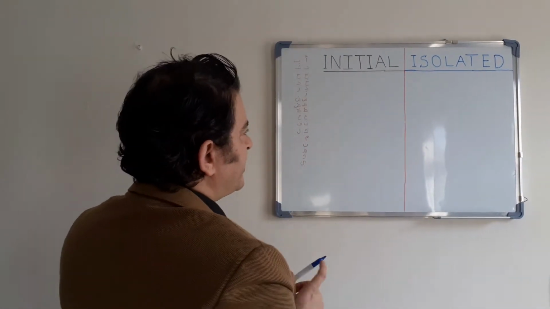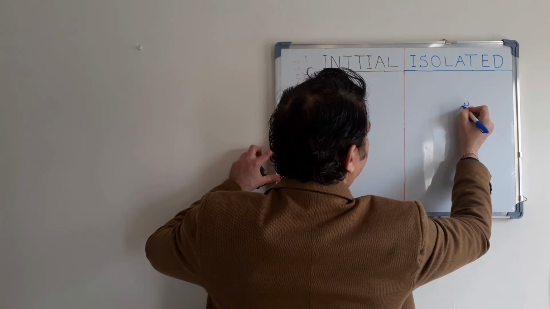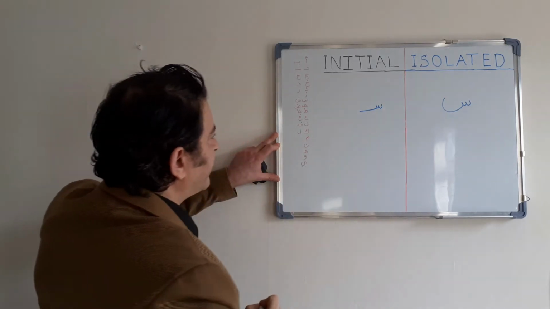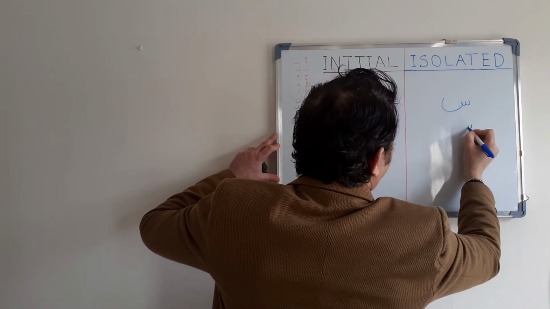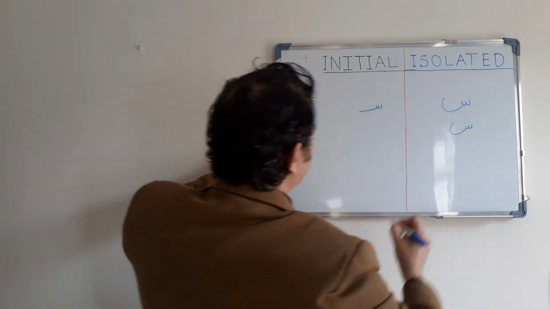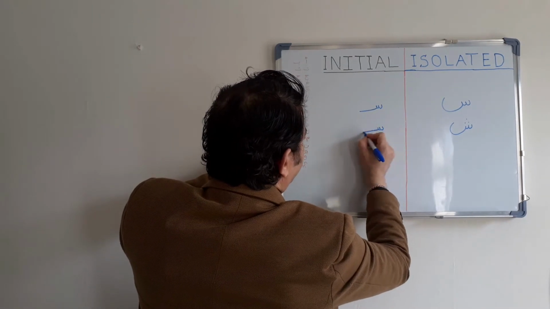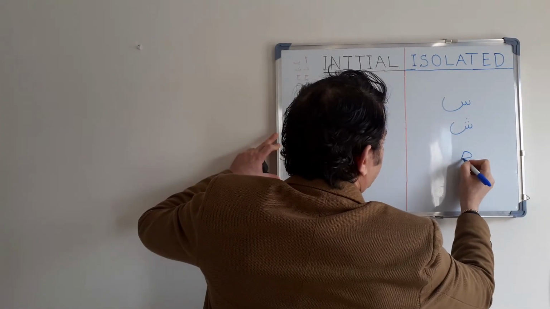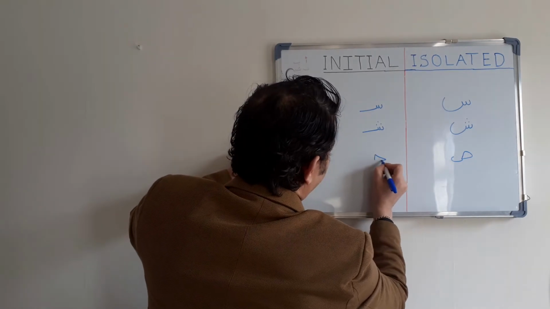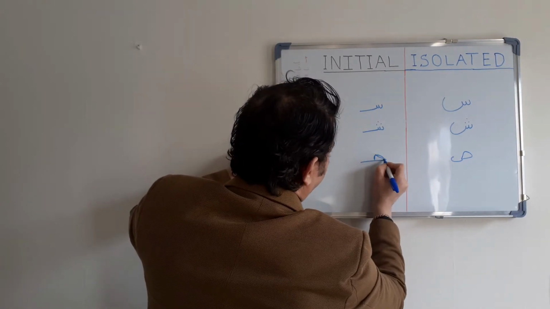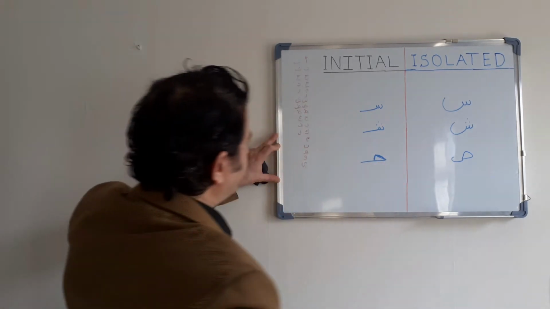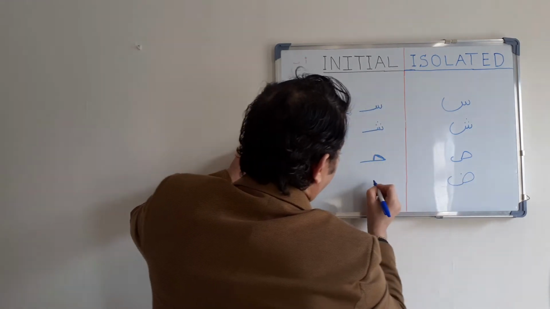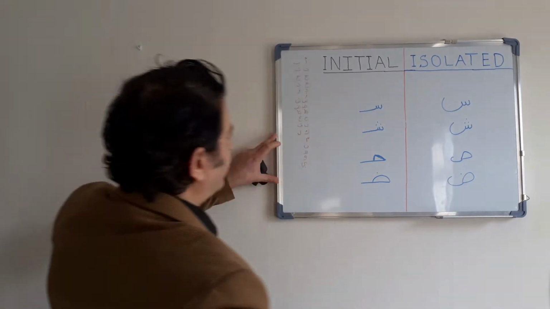Next one is Sin. Initial position, like that. Shin. Initial position like that. Sad. Initial position like that. Sorry, it should be more rounded, otherwise it's ha. Dad. Initial position, da.